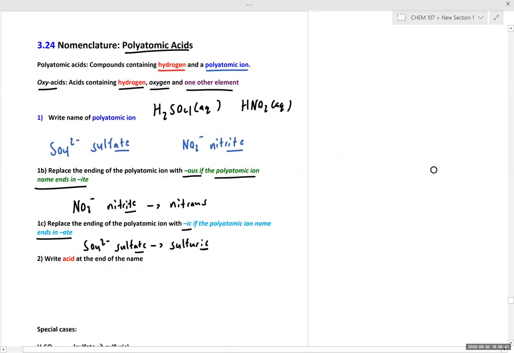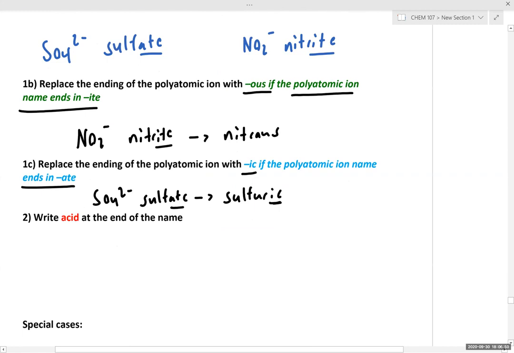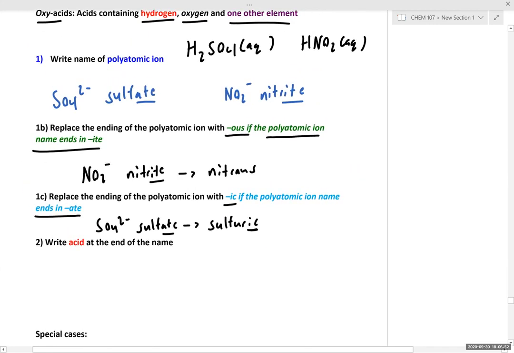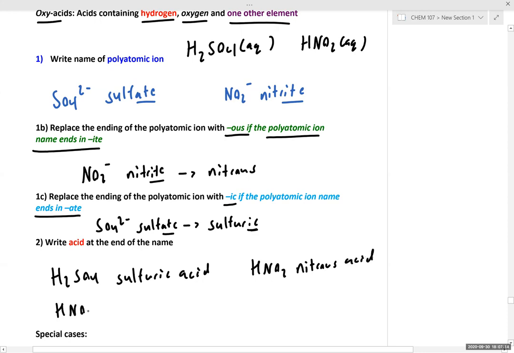Okay, so now just to finish off this example, you write acid at the end of the name. So H2SO4 would be written as sulfuric acid, while HNO2 would be written as nitrous acid. As another example, HNO3, we go from nitrate to nitric acid.